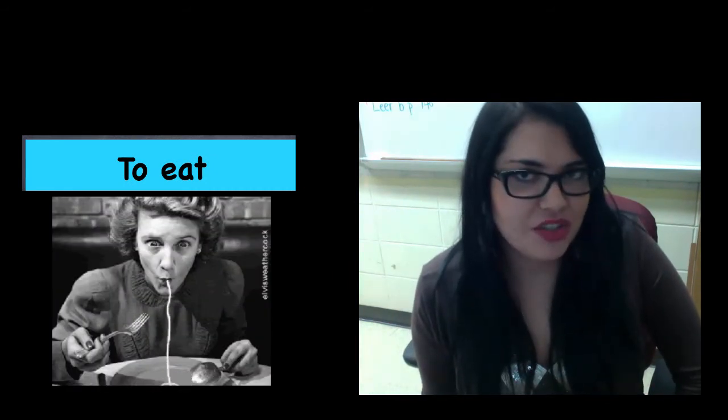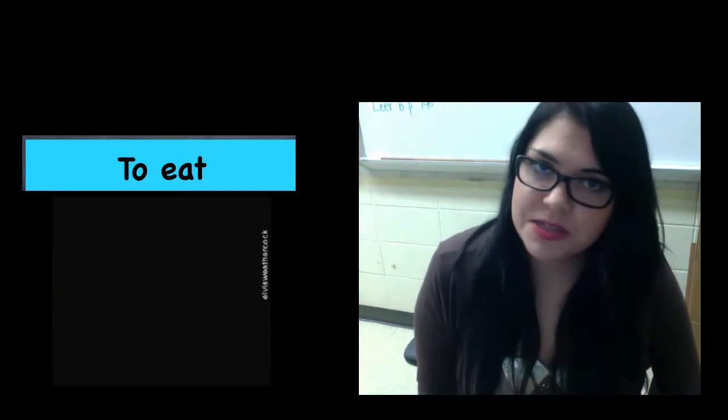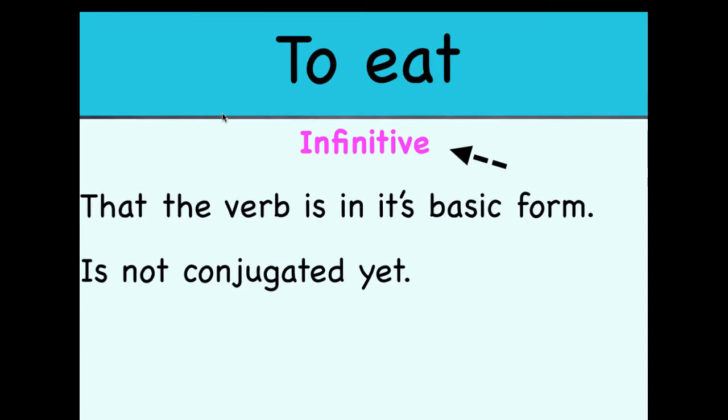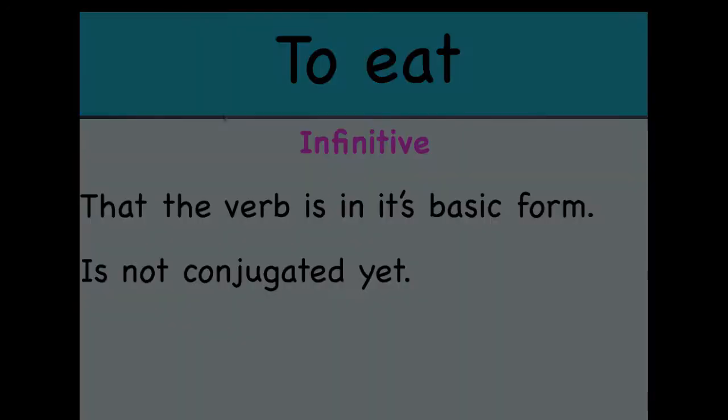Just by looking at this word to eat, are you able to tell me who performs the action or when this action occurs? Probably no, because this verb has not been conjugated yet. So we say that the word to eat is not conjugated. So in what form is to eat? It's in infinitive. That is another term in grammar that you need to learn. Infinitive is just the basic form of the verb. That means that the verb has not been conjugated. It's the pure form of the verb.